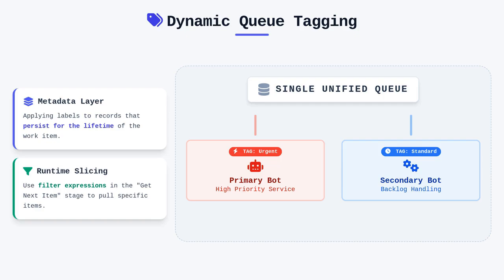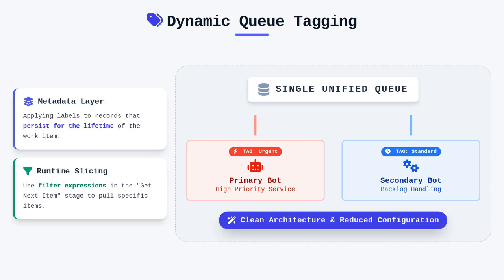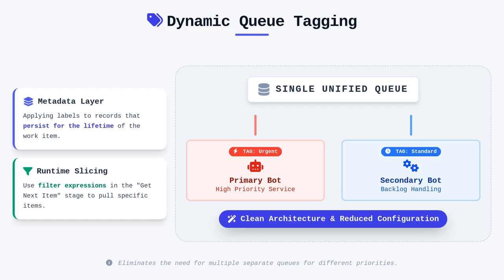Imagine a scenario where a process must handle both urgent customer requests and standard operational tasks. Instead of creating two separate queues, you tag the urgent items, allowing your primary bot to prioritize those specific tasks while secondary processes handle the backlog. This dynamic routing reduces the surface area of your queue configuration and keeps your architecture clean and maintainable.